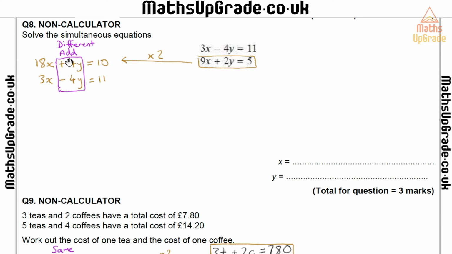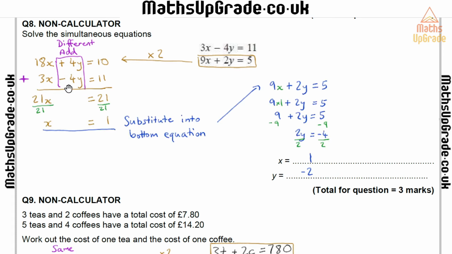I notice that since the coefficients are the same but the signs are different, so because the signs are different I'm going to add. So 18x plus 3x is 21x, 4y add a negative 4y is 0y, 10 add 11 is 21. Divide both sides by 21 since that's the coefficient of x, and so x equals 1.